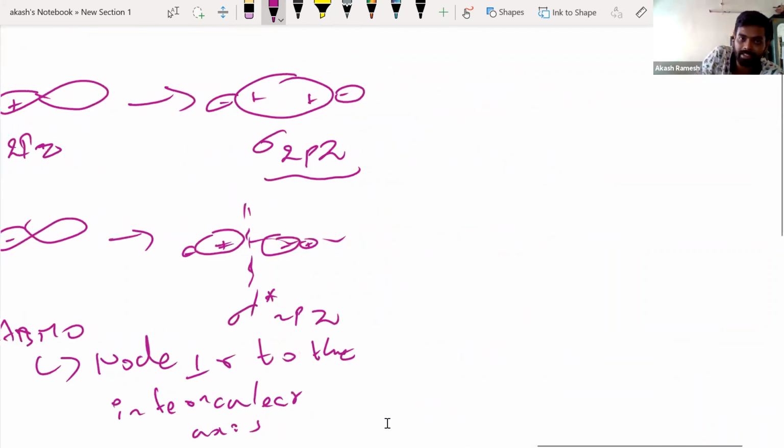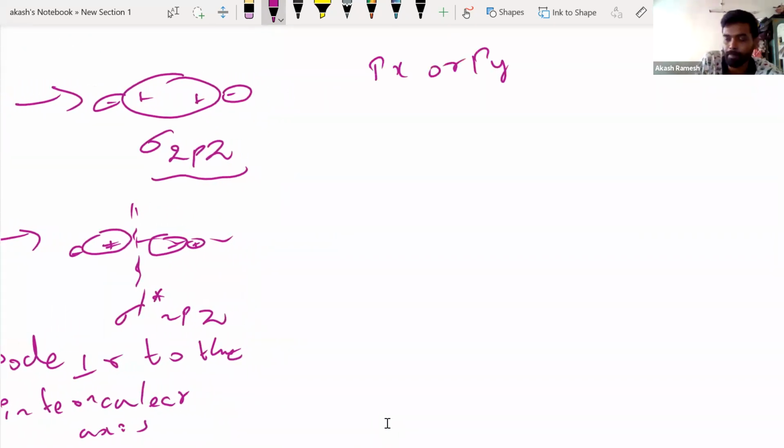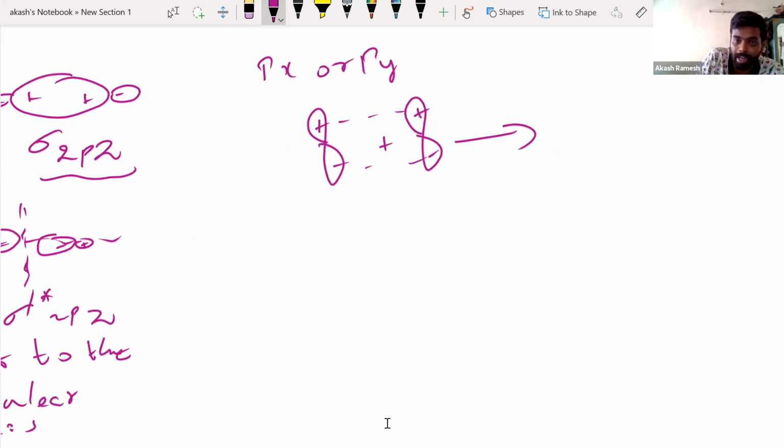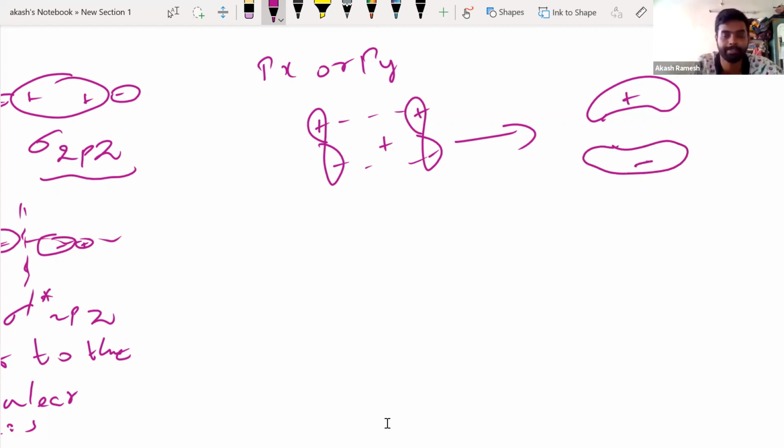Now let me take a PX or PY, it doesn't matter. They are going to form the same thing, a pi orbital. So how is it going to form? In this case, it is going to be lateral overlap. One p orbital and another p orbital, where plus and minus interact. In constructive interference, plus and plus are interacting, and minus and minus are interacting. Now you see what is going to happen. I am going to have a shape something like this, a big positive, because two positives come together to form a big positive, and a big negative.